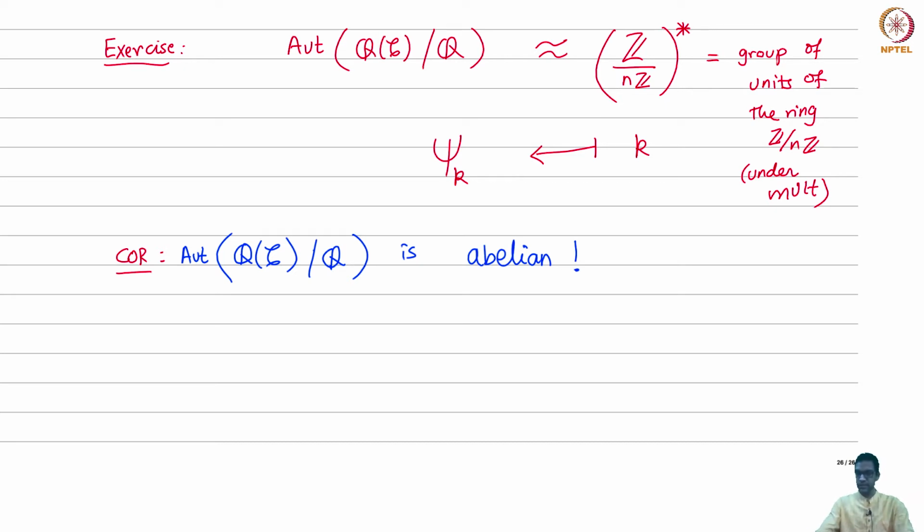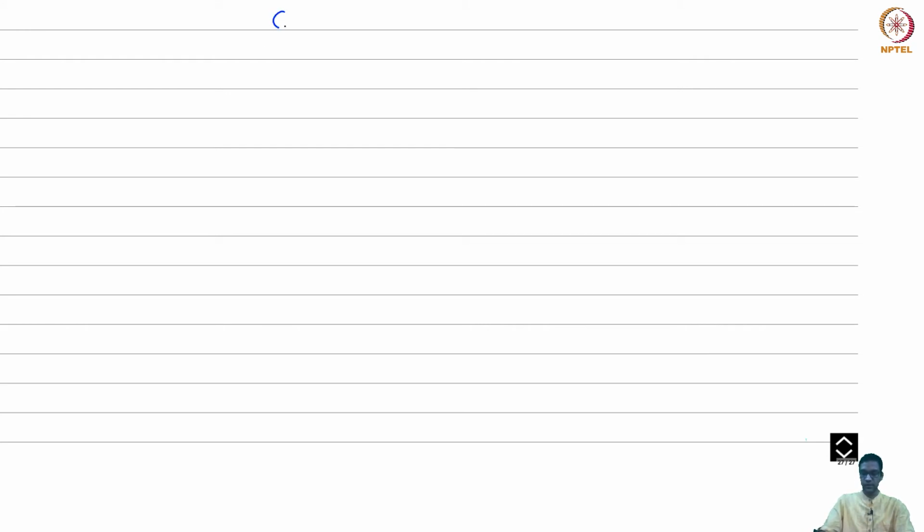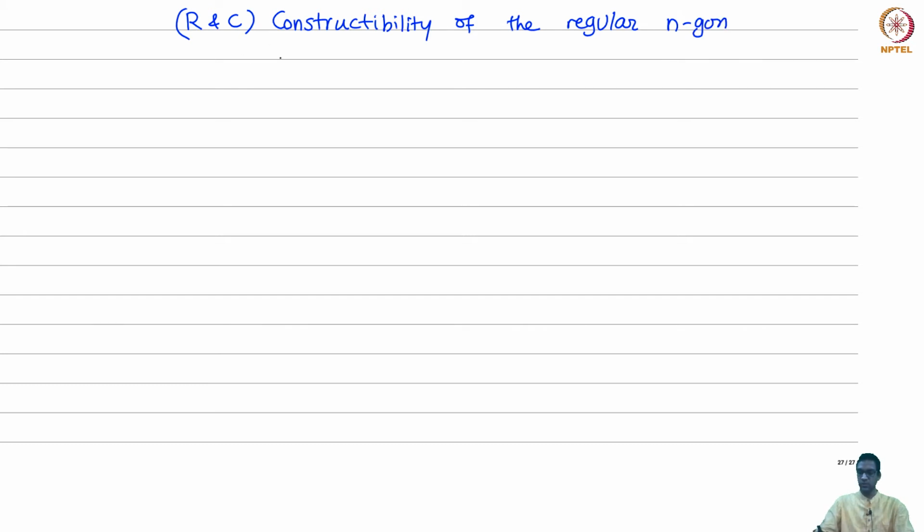Okay, now what does this have to do with a problem that we considered earlier? This is ruler and compass construction. So let me say R and C, ruler and compass, constructibility of the regular n-gon. The problem is as follows. We know the regular polygons. Now can you construct using ruler and compass the regular polygon with n sides?